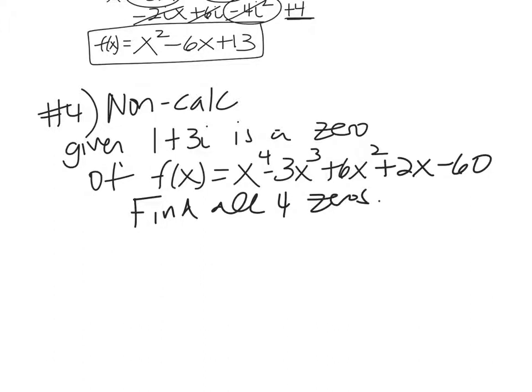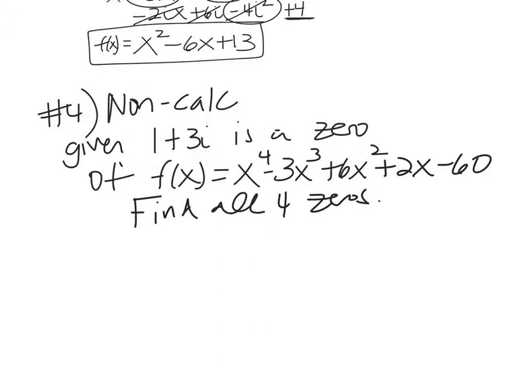Now, I wish I could graph this on my calculator and find the x-intercepts, but this is a non-calculator problem. There's a couple ways to do this problem. They're both terrible. First of all, you could write down all the possible rational zeros and test them all. That would be a lot. How many factors are there of 60? Too many. So don't do it that way.